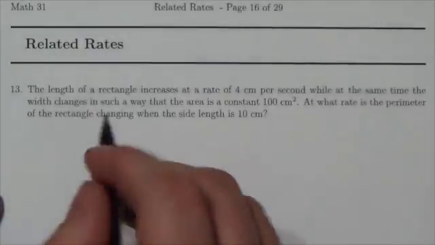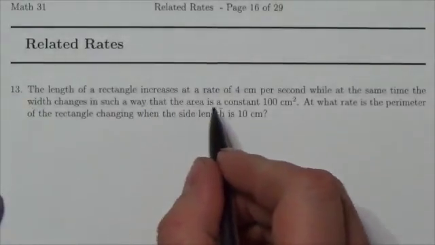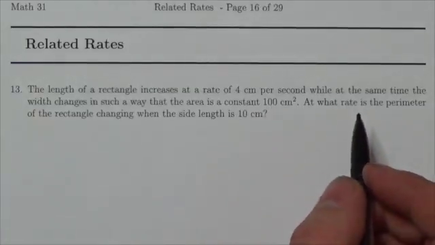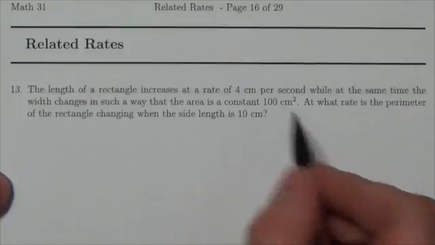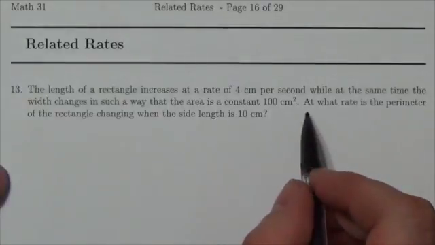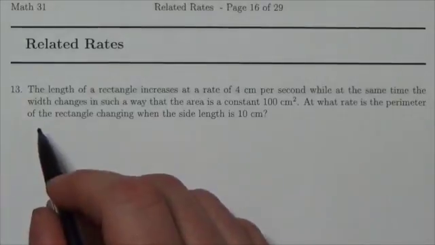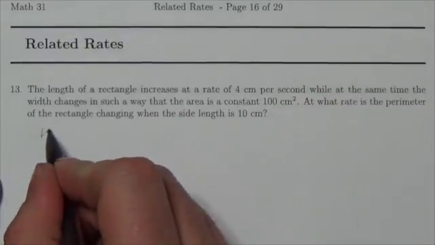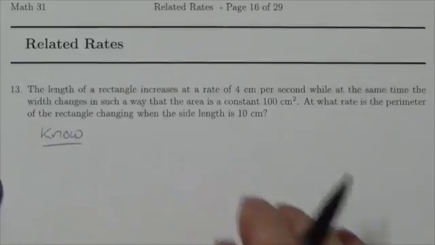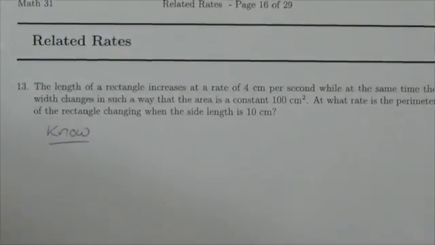This related rates problem says that the length of a rectangle increases at a rate of 4 centimeters per second, while at the same time the width changes in such a way that the area is a constant 100 centimeters squared. Now the question is, at what rate is the perimeter of the rectangle changing when the side length is 10 centimeters? Okay, so let's take a look at what it is we know.